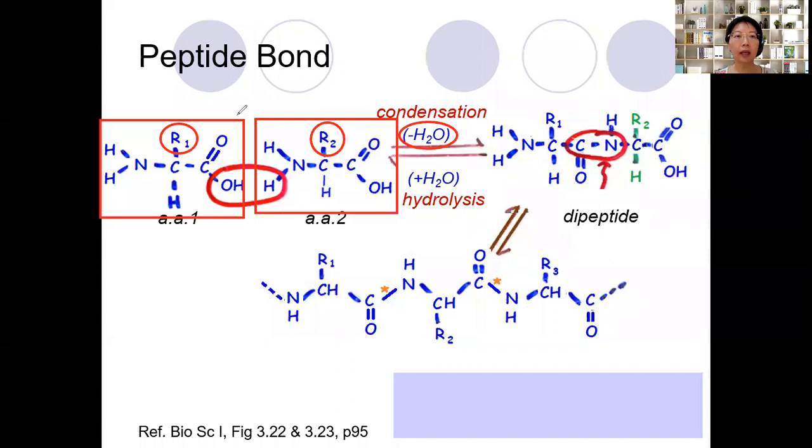And then the C here will be able to form covalent bond with the N here. So that's where the covalent bond is being formed to connect the 2 amino acids together. So the new bond formed is called the peptide bond. So you need to circle both the C and the N, or you can also circle this whole thing here. So this whole thing here is called the peptide bond. Okay, so this molecule now is called the dipeptide. So having 2 amino acid, dipeptide.